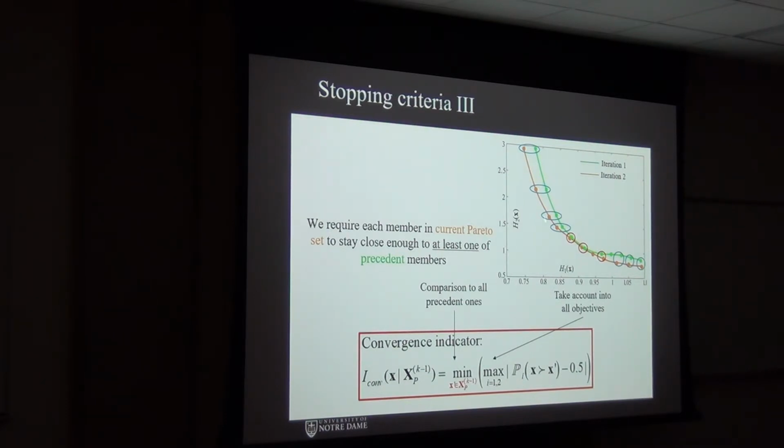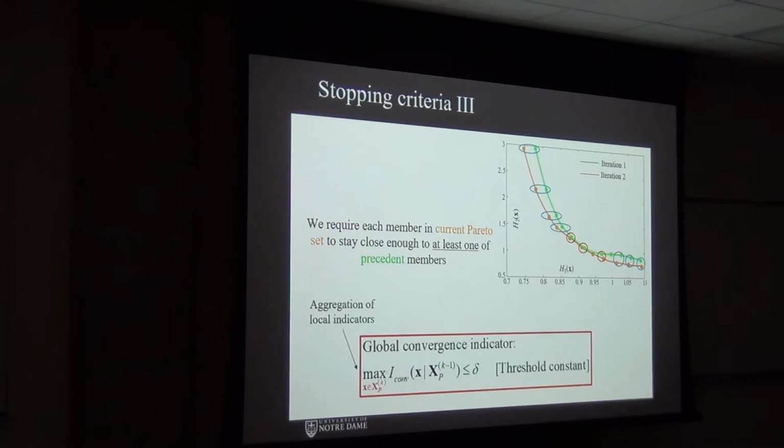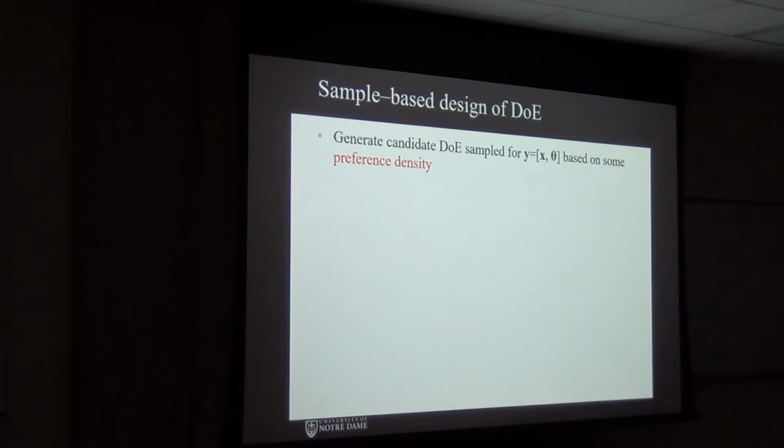So for each of the points, you can calculate the convergence indicator that's going to tell you how close potentially you are to the previous Pareto front. If you want to globally evaluate convergence, you can say, look, I want this to be smaller than some threshold, and if this is satisfied, it means I have convergence. So this takes care of characterizing closeness with respect to the two Pareto fronts and characterizing the convergence.